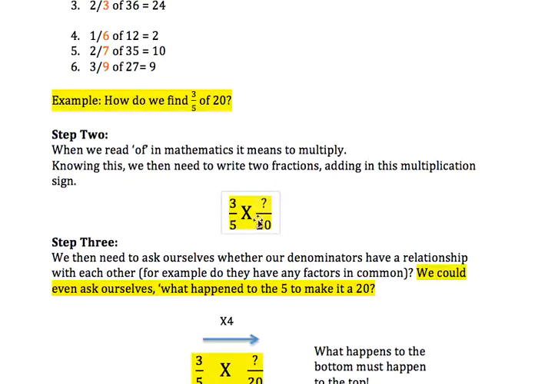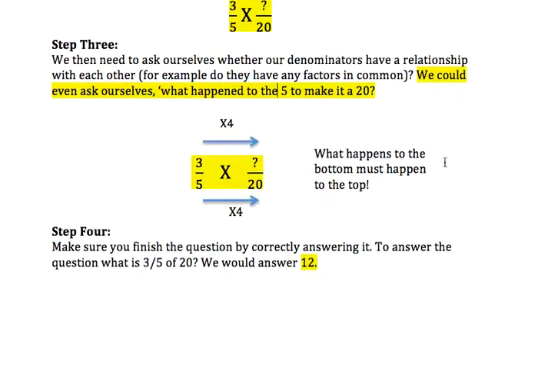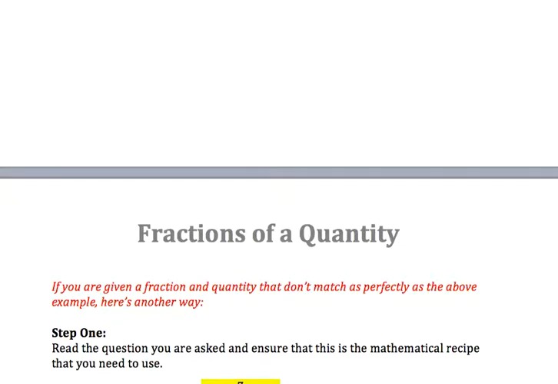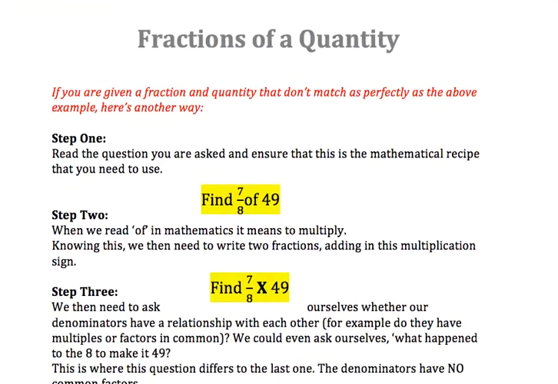Once we've done that, the quantity is always the denominator. So we say, what has happened here to that 5 to make it a 20? What has happened is we have multiplied that 5 by 4 to equal 20. And we have to do exactly to the top of the fraction as we have done to the bottom. So 3 times 4 is 12. That's another way of figuring it out. That is basically what you're doing in your mind.